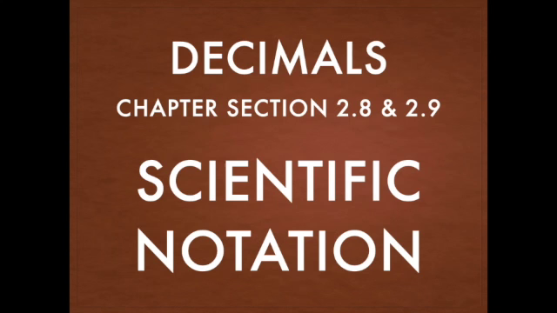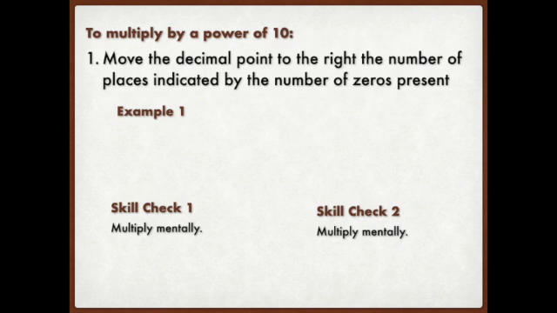Our last two sections dealing with decimals will focus on scientific notation. Now, before we focus on scientific notation, I want to focus on multiplying by the power of 10. When we multiply by the power of 10, we're going to move the decimal point to the right, the number of places indicated by the number of zeros that are present.